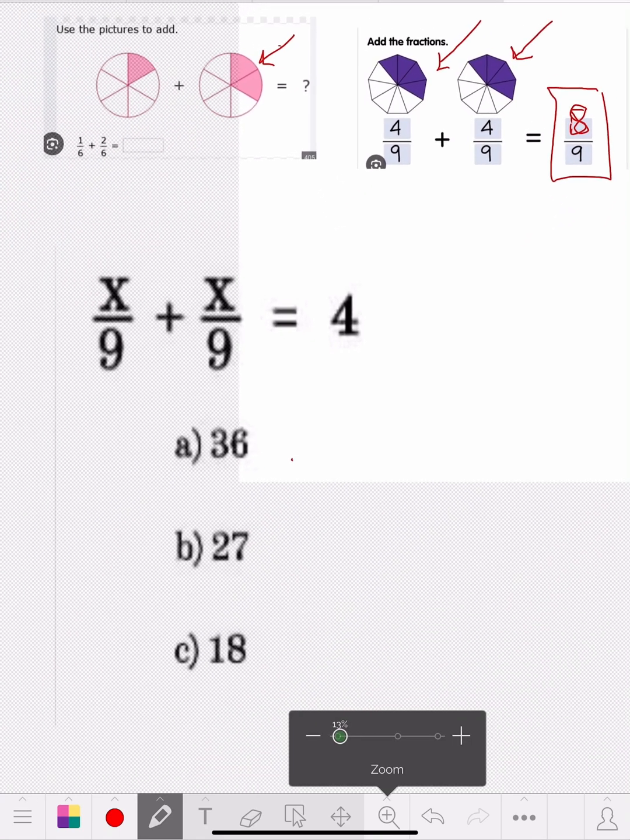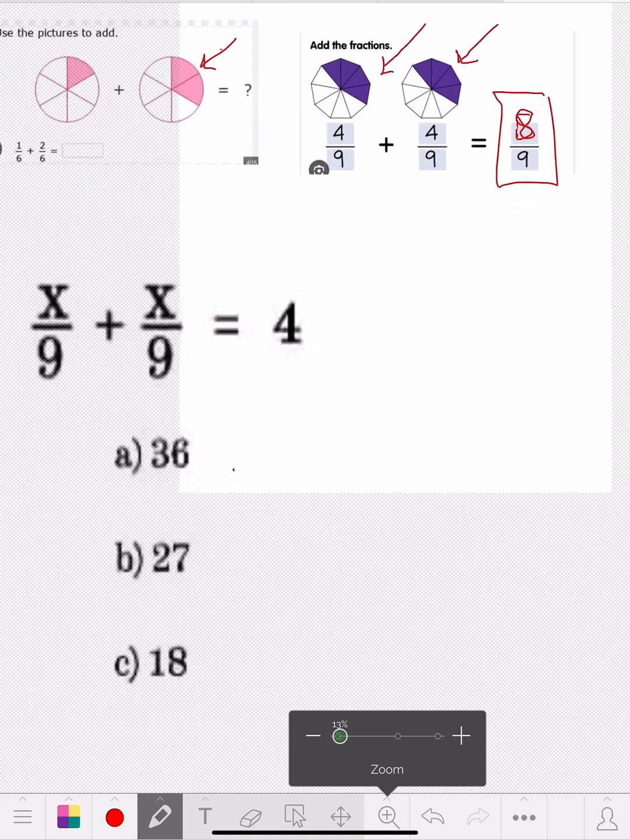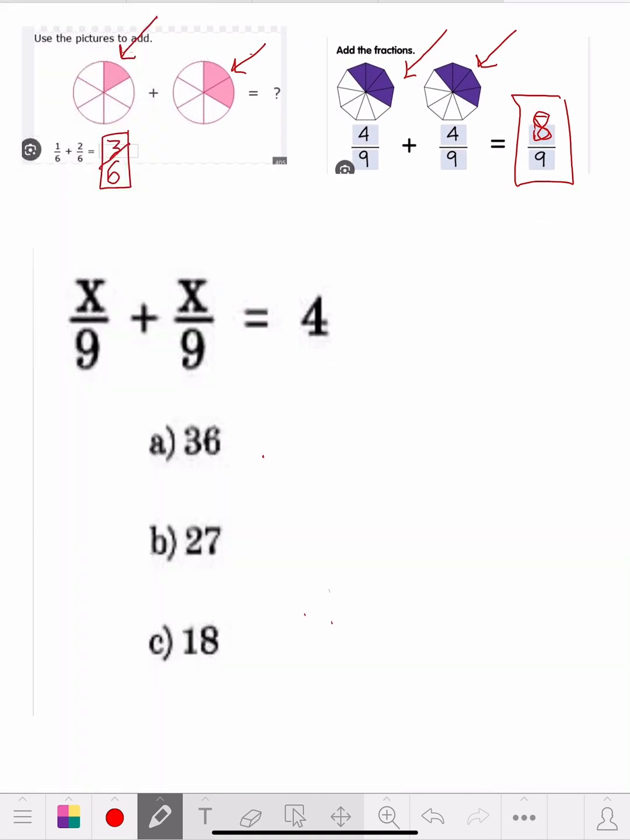So hey, let's go down to our problem here. Okay, so we got x, which is really 1x, remember? Put a 1 in front of this, it doesn't change it. Okay, so we got 1x plus 1x over 9. So that's 2x. So it's going to be 2x over 9, the denominator stays the same, equals 4.